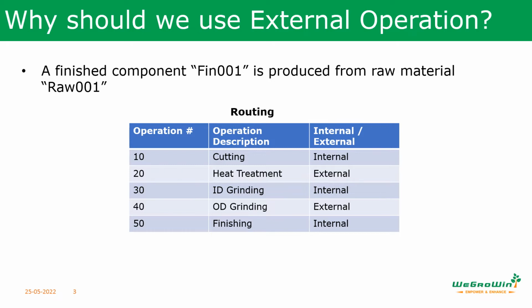That may be an external operation. Operation 30 is ID grinding, an internal operation. Operation 40 is OD grinding, an external operation. Operation 50 is finishing, an internal operation. Like these, 5 operations are there in the routing. So the BOM to produce FinComp uses raw material and 5 operations are required, of which 3 operations are internal and 2 are external.